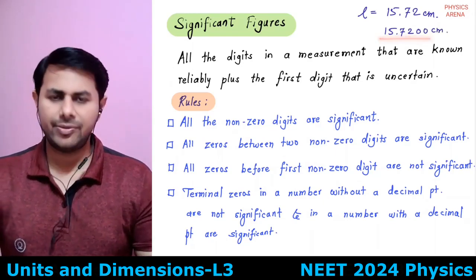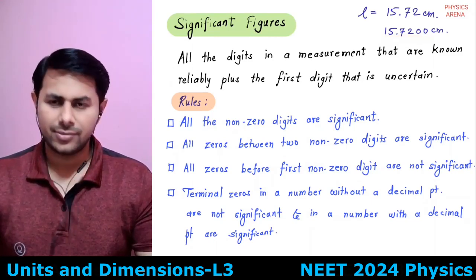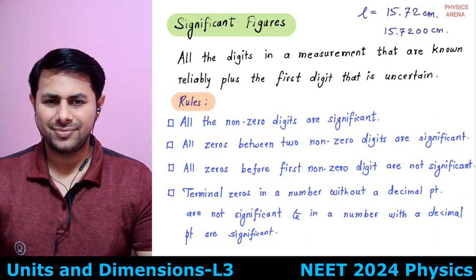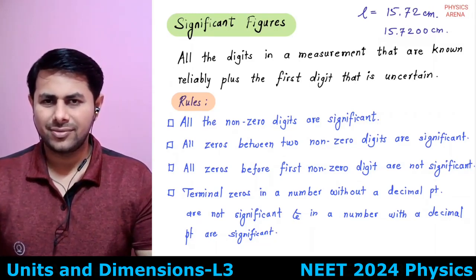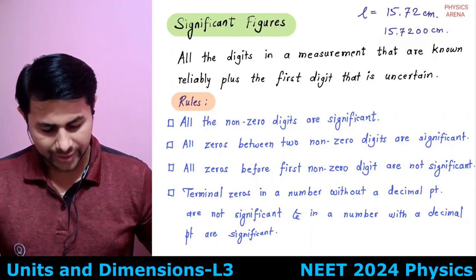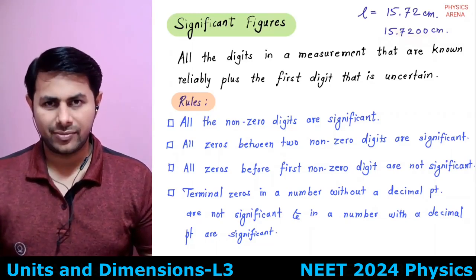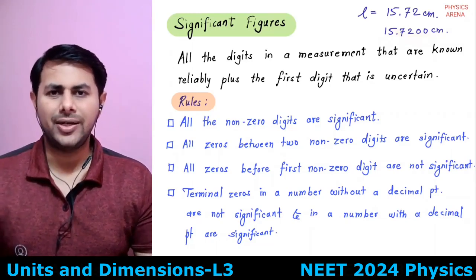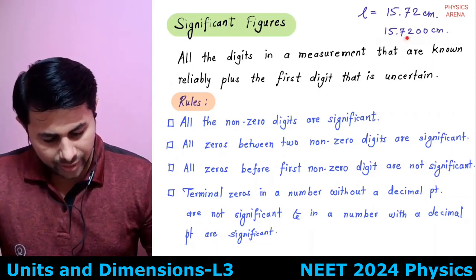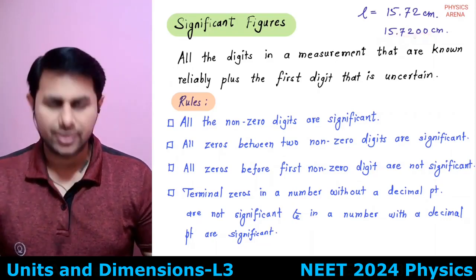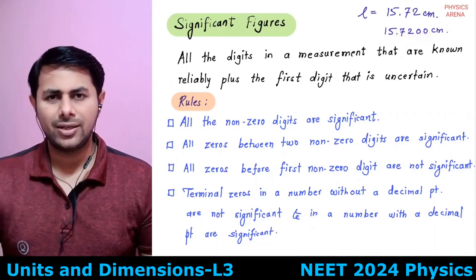Okay, so now how many significant digits are there? 4? Is it 4 or what is it? So in this reading, yes, Lavanya, can you guess? 6, sir. It is 6. The reason is, when I write after a decimal point n number of digits, what does that signify? It signifies the resolution of my instrument. So the zeros after the decimal point are significant.